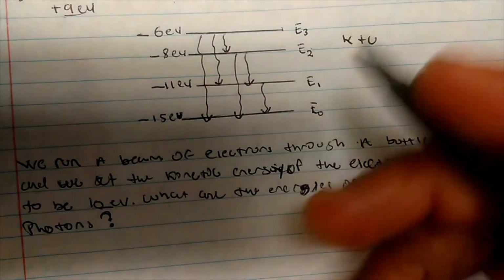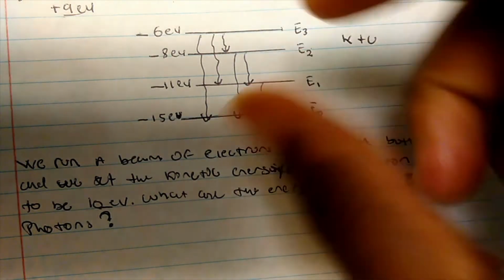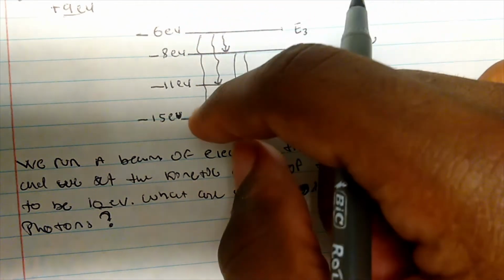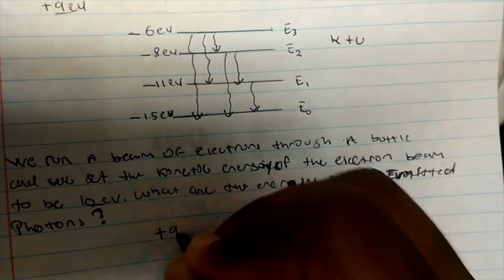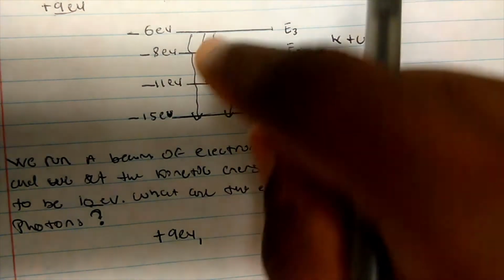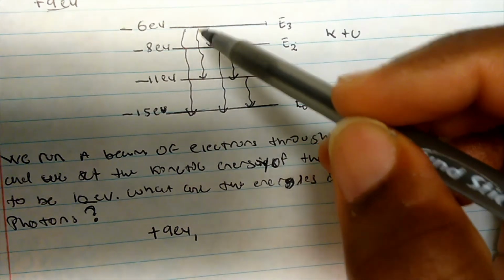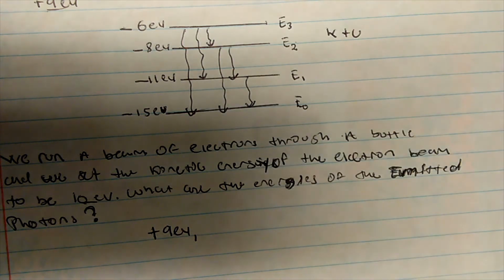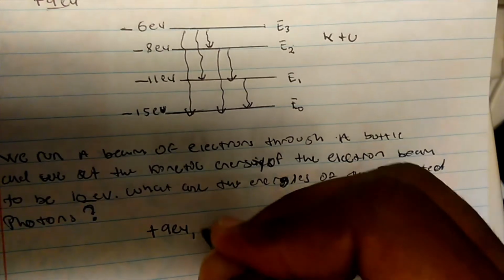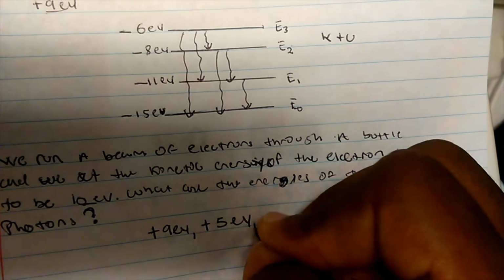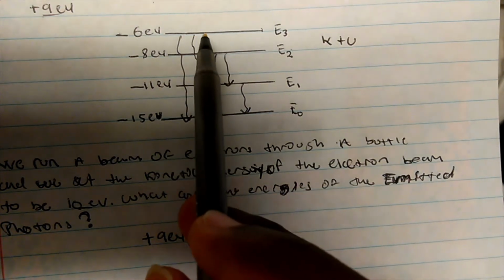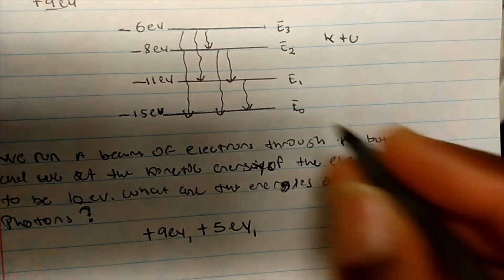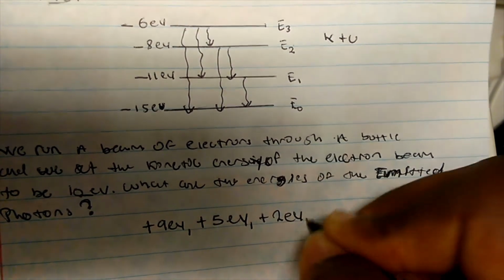The only thing we're going to do is subtract those numbers. If I take negative 6 eV minus negative 15 eV, I get plus 9 eV. So that's 1. If I take negative 6 eV minus negative 11 eV, that will give me plus 5 eV. Well, that's nice to know. If I take negative 6 eV minus negative 8 eV, negative 6 plus 8, that will give me plus 2 eV.